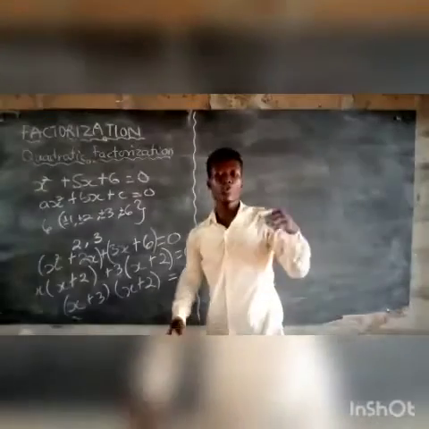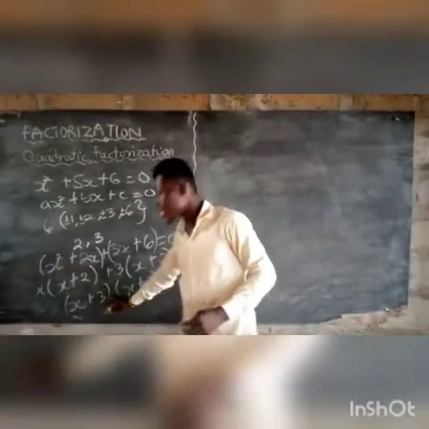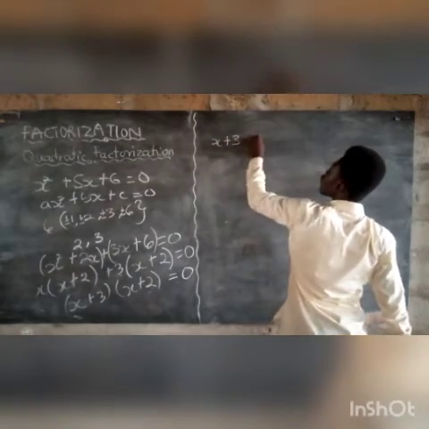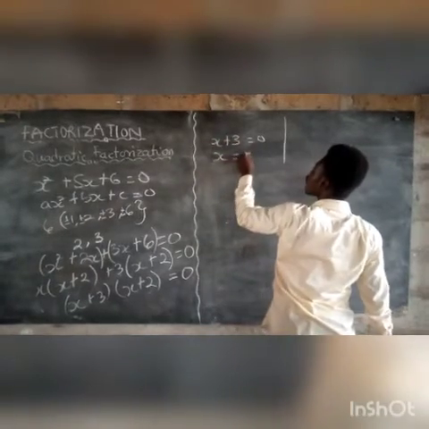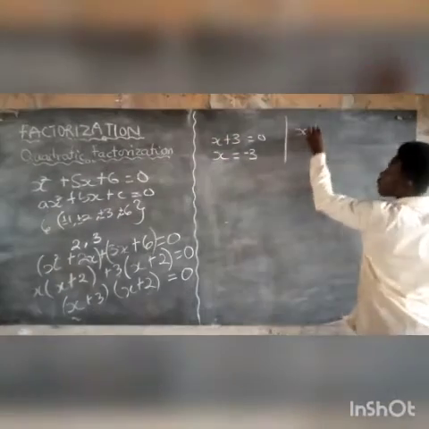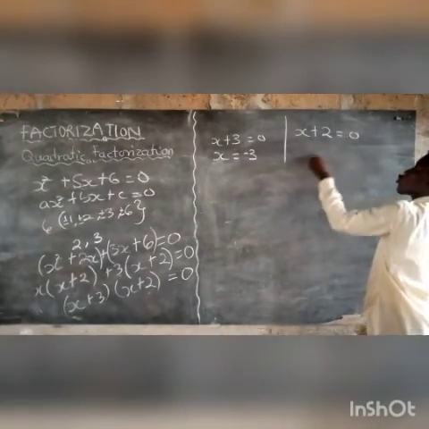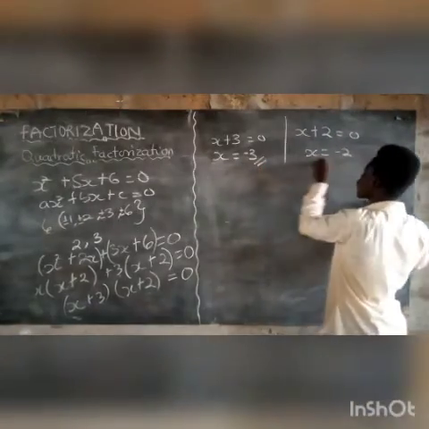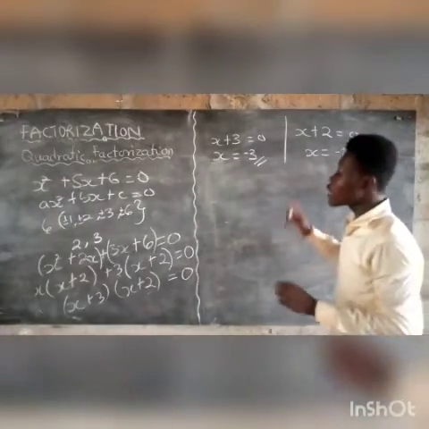From this step, what you do is that you pick each of the brackets, then you equate it to 0. So I pick x plus 3 equals 0, so x is equal to -3. I also pick x plus 2 equals 0, so x is equal to -2. So therefore, my answers for this question are -2 and -3.